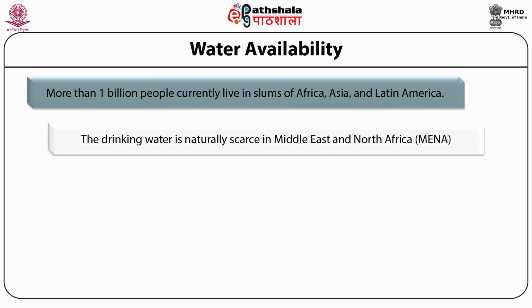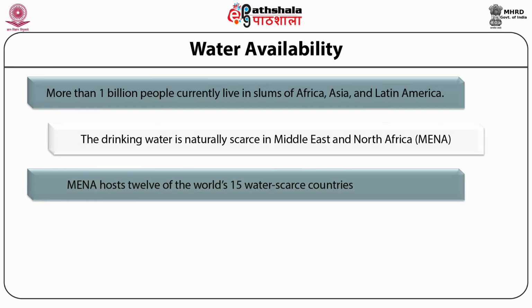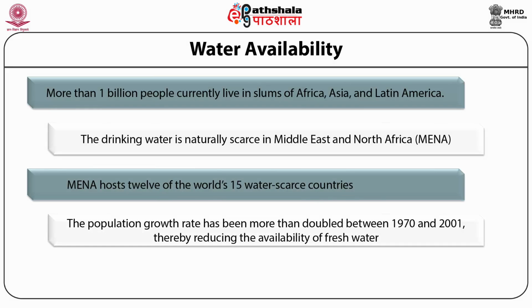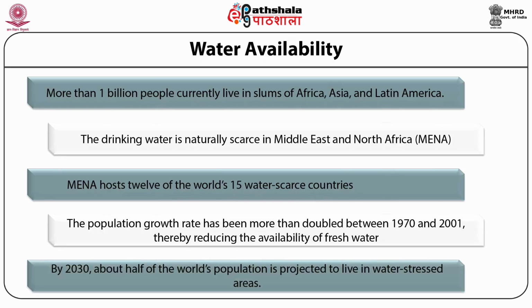Drinking water is naturally scarce in the Middle East and North Africa, that is MENA. MENA hosts 12 of the world's 15 water-scarce countries. The population growth rate more than doubled between 1970 and 2001, thereby reducing the availability of fresh water. By 2030, about half of the world's population is projected to live in water-stressed areas.